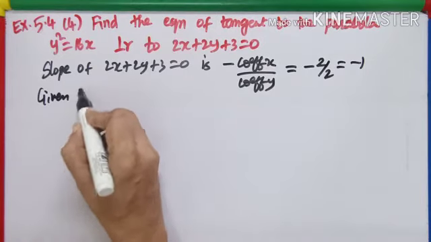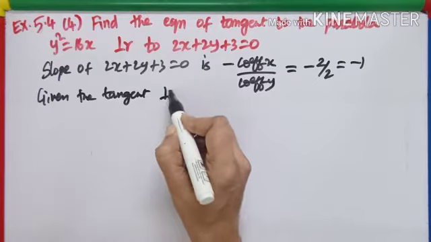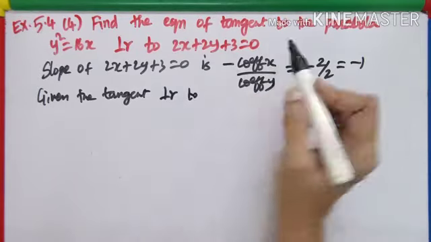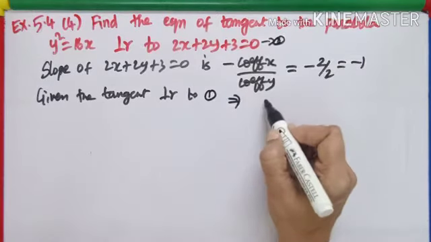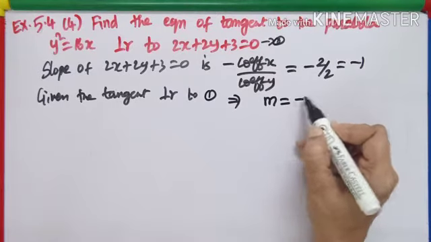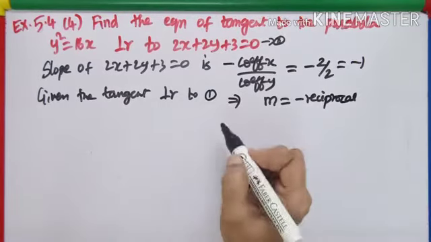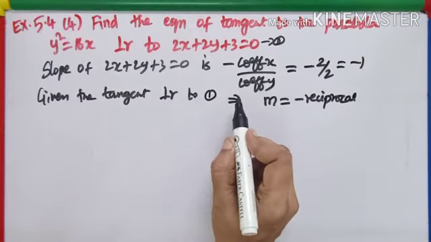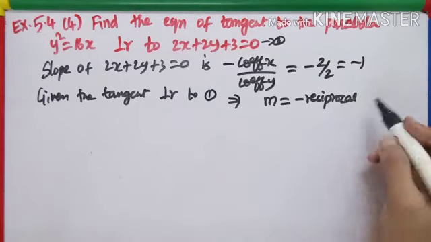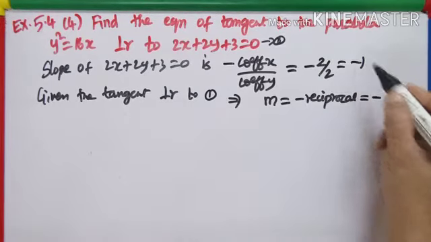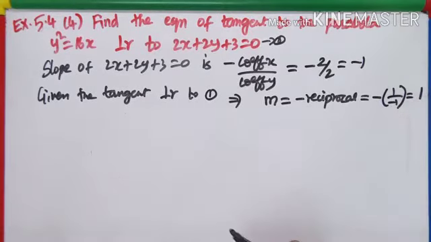Given the tangent is perpendicular to this line, call this as number 1. So the tangent being perpendicular to 1 tells me m is equal to the minus reciprocal. Perpendicular lines tell me m1 times m2 is minus 1, or the slope of the perpendicular is the minus reciprocal. So minus 1 by minus 1 tells me it is plus 1.